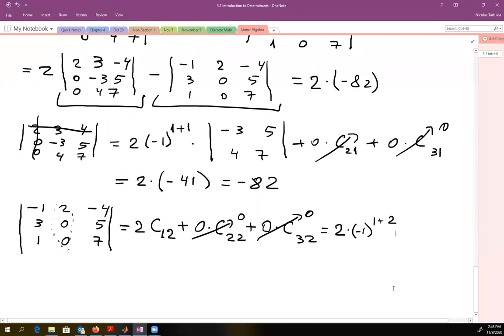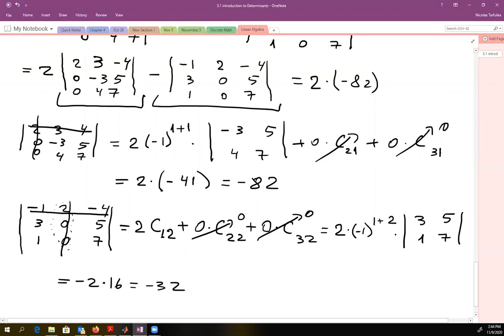And then A12 can be obtained by crossing out the first row and the second column. So what I have here is 3, 5, 1, 7. Okay, so we are almost done. So this is negative 2 because negative 1 to the 3 is negative 1. And then I have 3 times 7, 21, minus 5, 16.